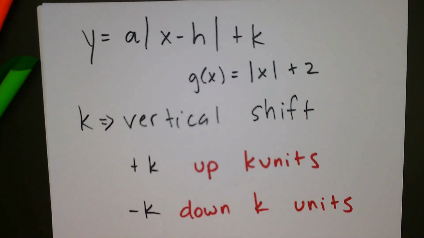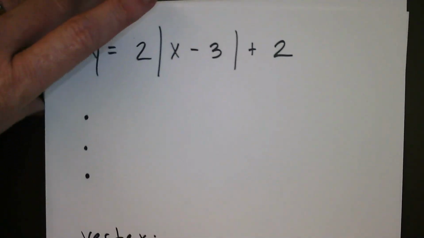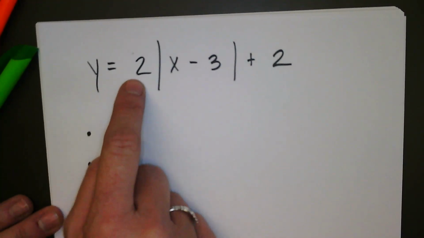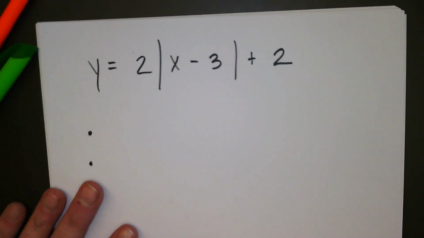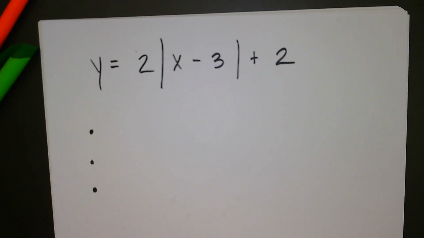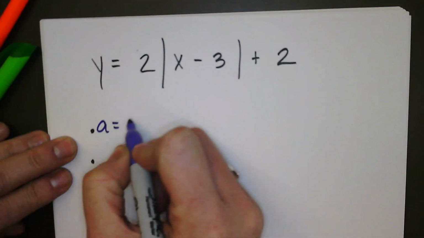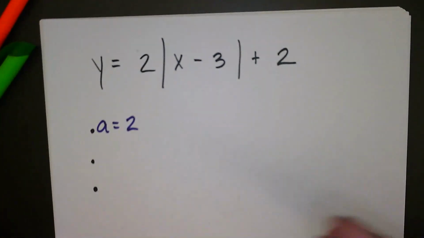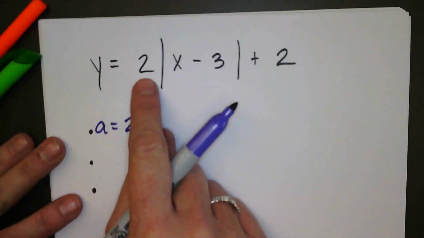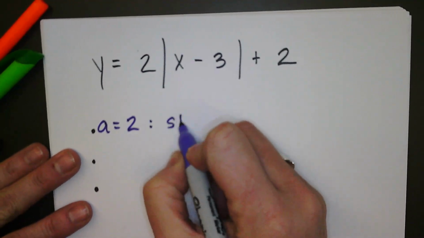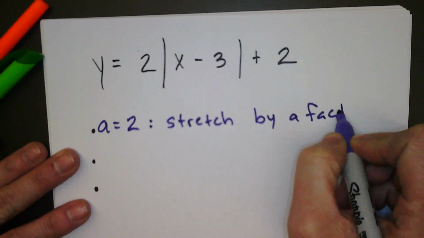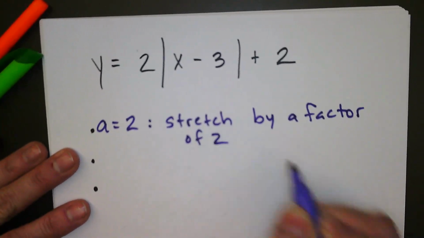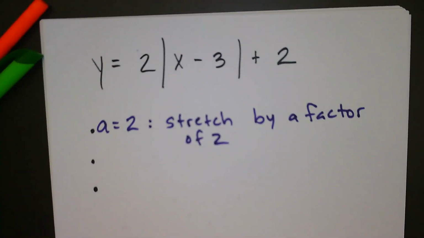So if we put it all together, then we've got an equation sort of like this: y equals 2 times the absolute value of x minus 3, plus 2. We have 3 transformations happening here. First thing we have is our A value is 2. So it's positive, so it's not going to flip upside down, but it's greater than 1. So this is a stretch by a factor of 2. It's going to be 2 times taller.